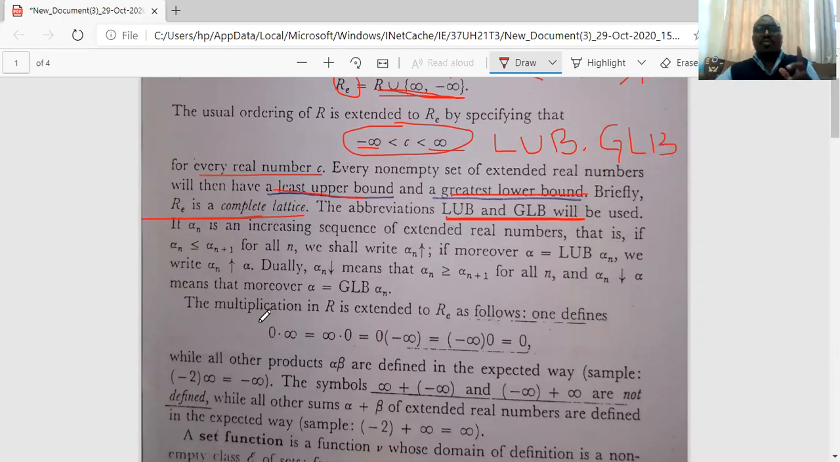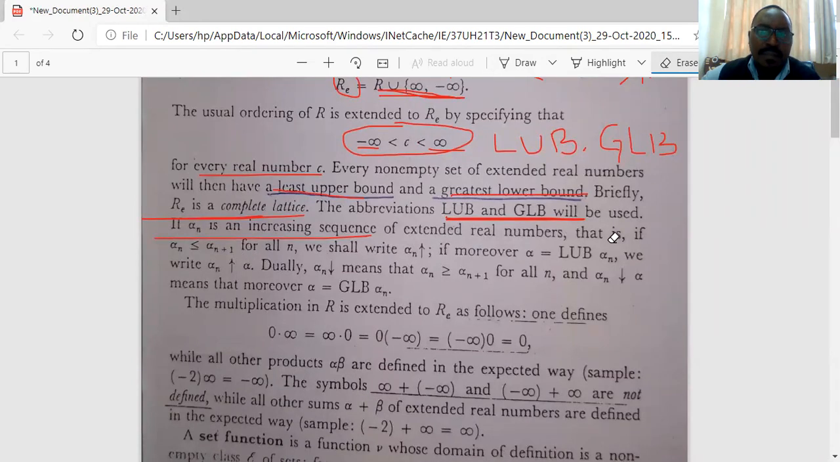Now, the abbreviations of least upper bound and greatest lower bound will be used. So if a_n is an increasing sequence, we are talking about a sequence a_n, okay? This is an increasing sequence. That means a sequence whose variables are increasing from a lower to a greater value, okay?